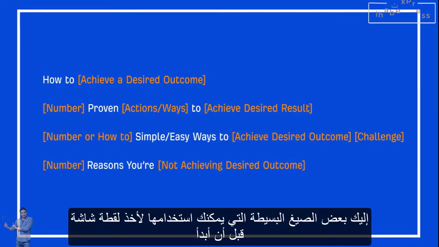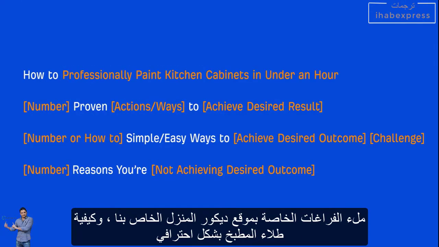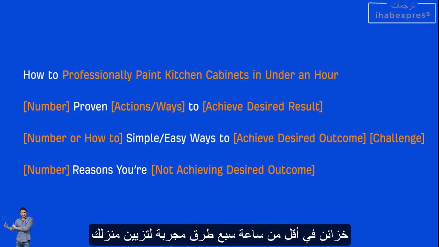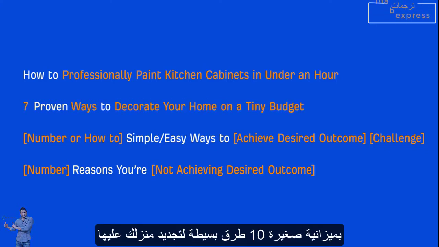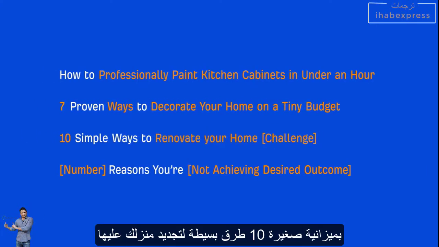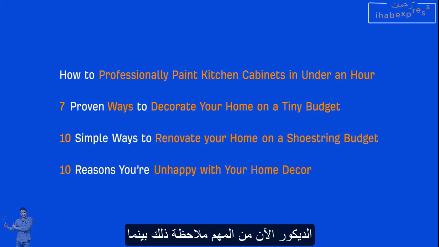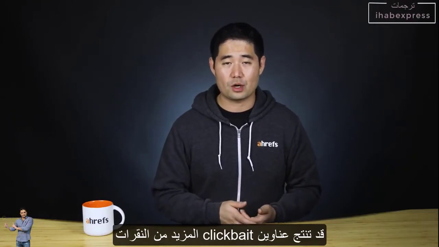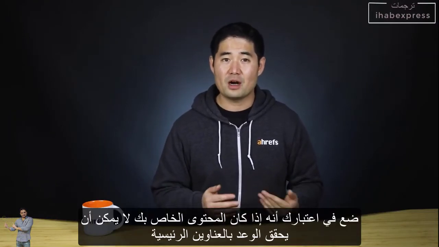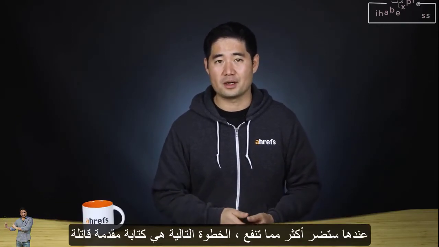Take a screenshot before I start filling in the blanks for our home decor site. How to professionally paint kitchen cabinets in under an hour. 7 proven ways to decorate your home on a tiny budget. 10 simple ways to renovate your home on a shoestring budget. 10 reasons you're unhappy with your home decor. Now, it's important to note that while clickbait headlines might produce more clicks, keep in mind that if your content can't deliver on the headline's promise, then it'll do more harm than good.